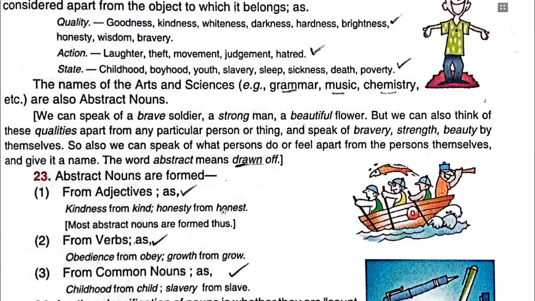We can speak of a brave soldier, a strong man, a beautiful flower, but we can also think of these qualities apart from any particular person or thing, and think of beauty by itself. Also, we can speak of what persons do or feel apart from the persons themselves and give it a name. The word abstract means drawn off.